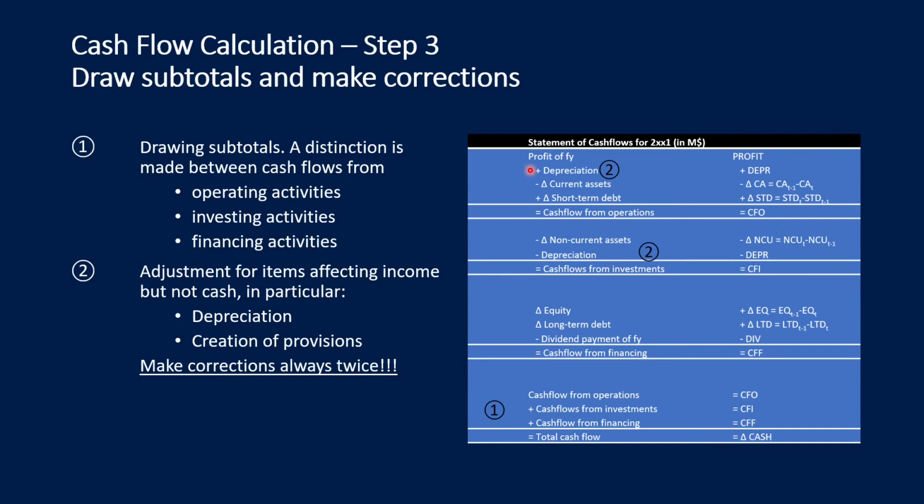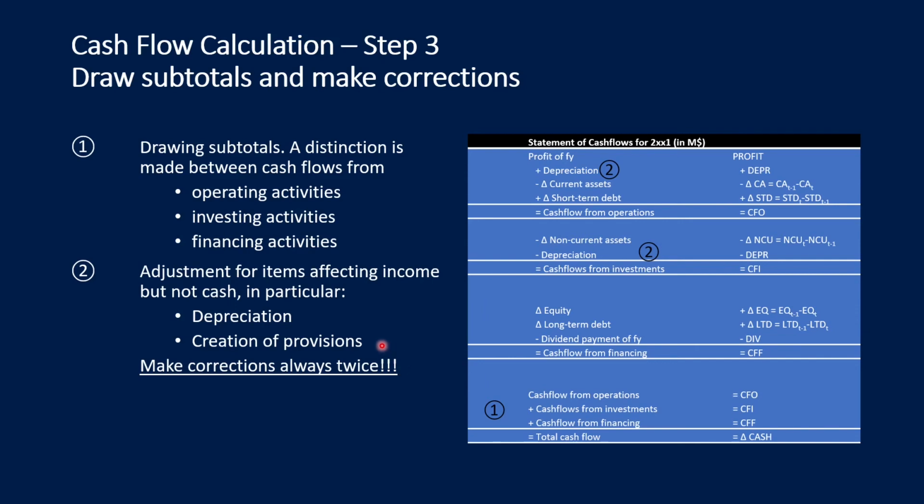I have to make this correction again in the investment section, because the non-current assets are those assets that have been depreciated. So I have to deduct the depreciation here again. So once with a plus and once with a minus. So keep in mind, those corrections that correct the profit have always to be done twice, once with a plus and once with a minus.